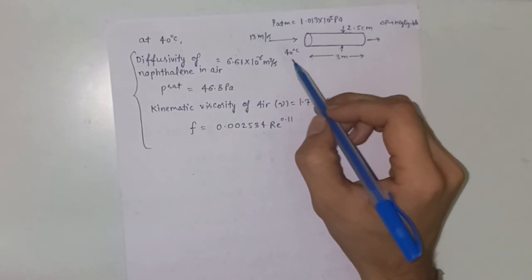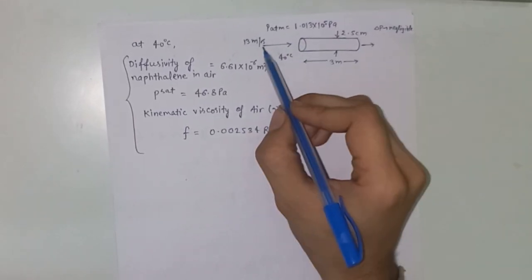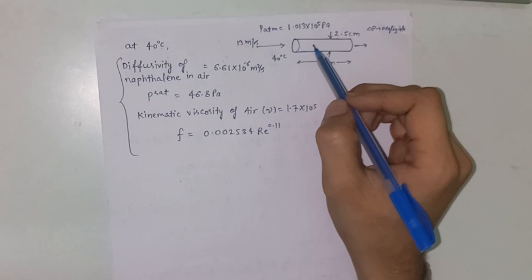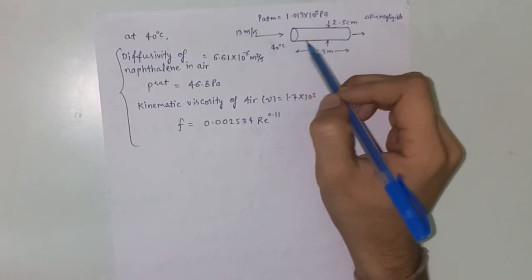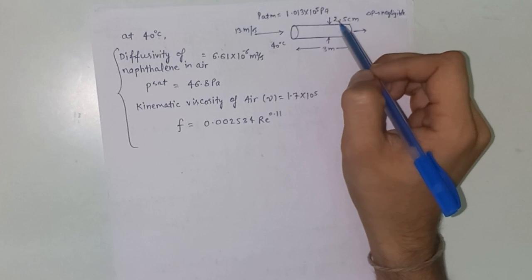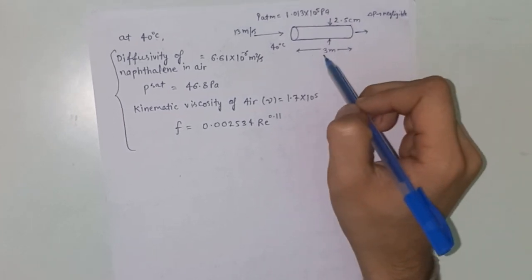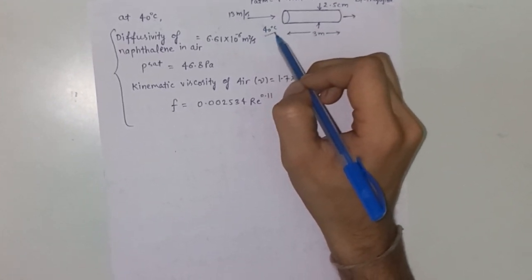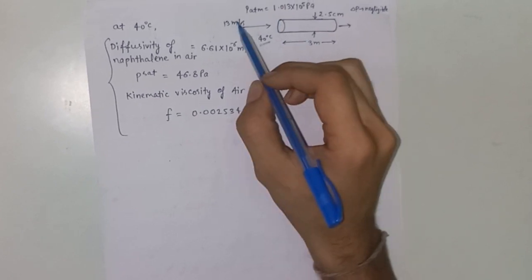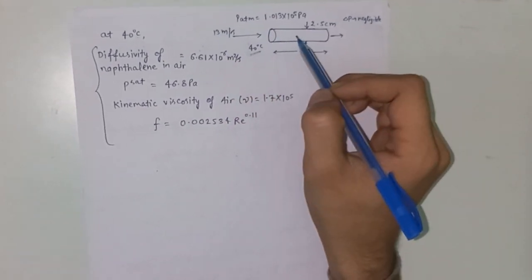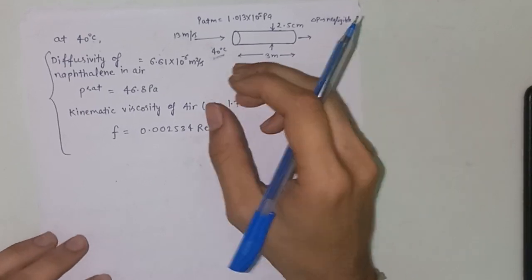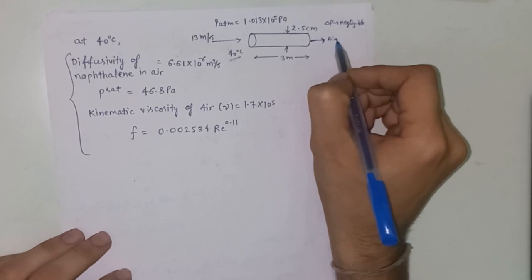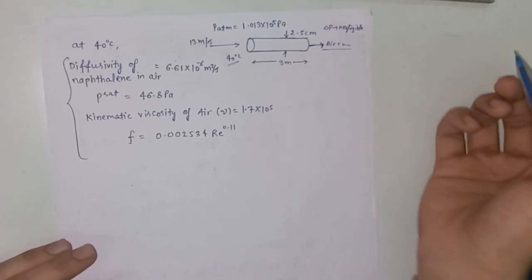This is the schematic diagram of our problem: air is coming at a velocity of 13 meters per second inside a naphthalene tube. The diameter is 2.5 centimeters and the overall length is 3 meters. Everything is happening at a constant temperature of 40 degrees Celsius. Air is coming from this side and there is diffusion of naphthalene into the air, and from the other side the air plus naphthalene pass out.